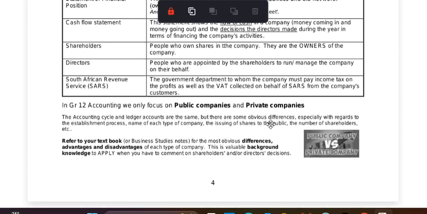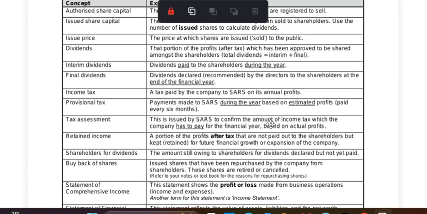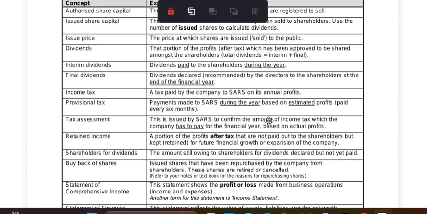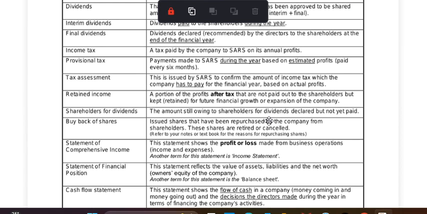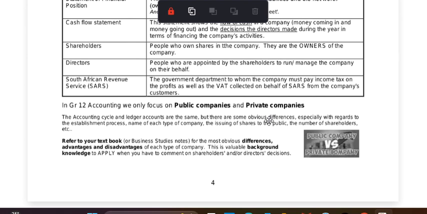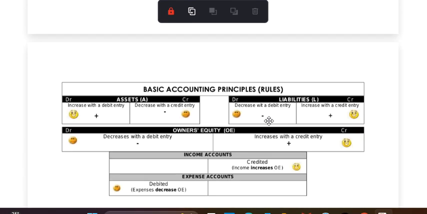Let's just continue. These are some of the basic concepts that one should know when it comes to companies. I'll not be going over them. You can pause so that you can look over them, but I will not be going over them. I don't think it's something I need to explain; if you read on your own, you'll get them.